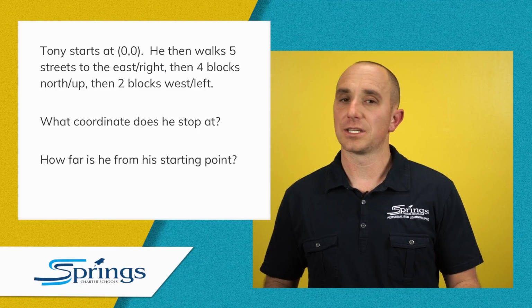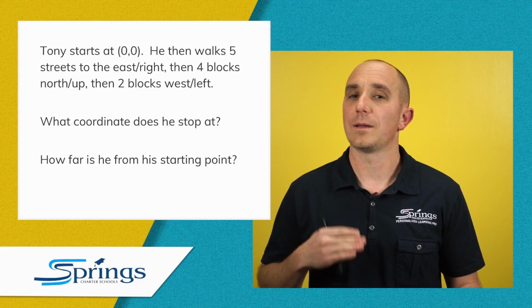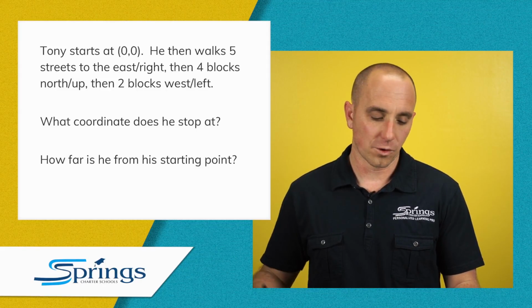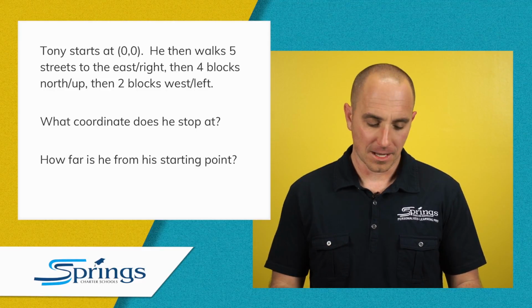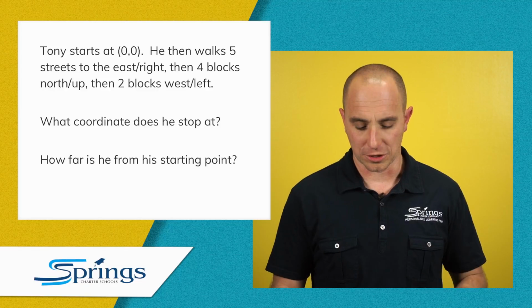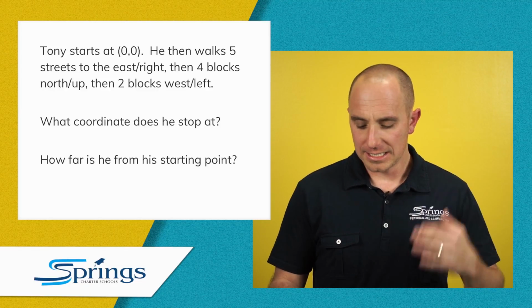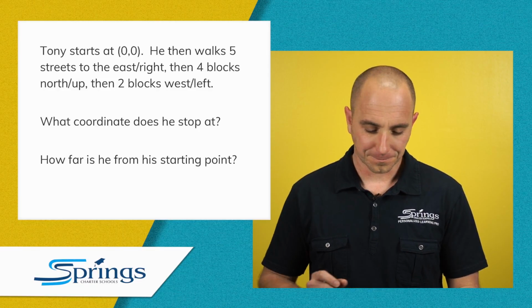We have Tony, and he's going to start at the origin, 0, 0. Remember, the origin is where the x and the y meet. Then he's going to walk 5 streets to the east or the right, then 4 blocks north or up, and then 2 blocks west or left. All right, so we're really focusing on 2 questions. What coordinate does he stop at, and how far is he from his starting point? Okay, so let's take a look.